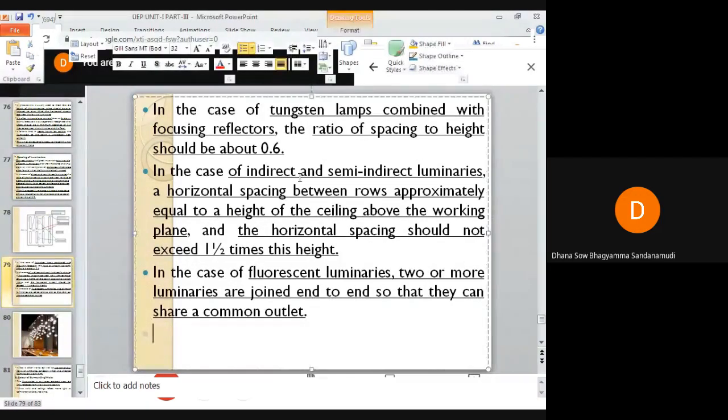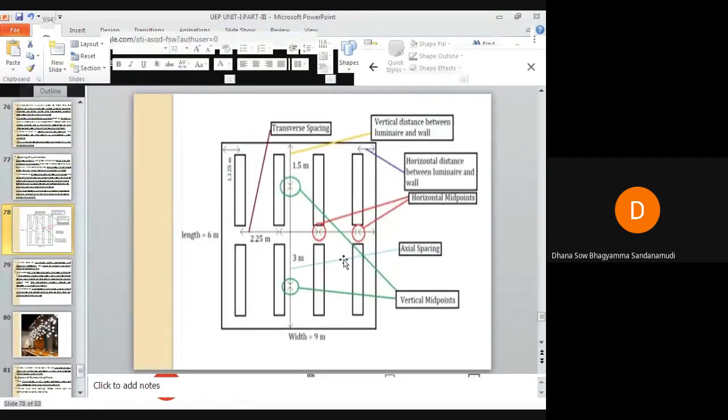If I'm using a tungsten lamp combined with focusing reflectors, then the ratio of spacing to height should be about 0.6. If I'm using indirect and semi-indirect luminaries, the horizontal spacing between the rows should be approximately equal to the height of the ceiling above the work plane, and the horizontal spacing should not exceed 1.5 times the height. Whatever we have discussed was with respect to direct illumination.